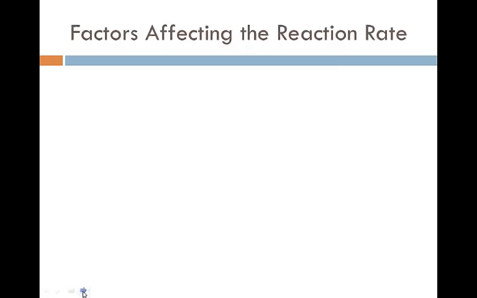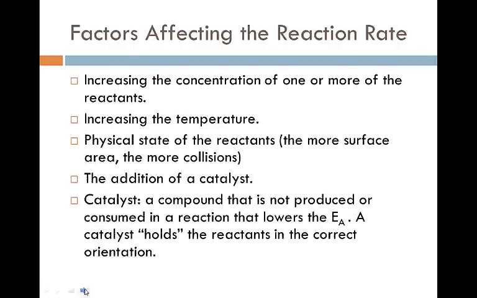Okay, now that we've discussed a little bit of the collision theory, we can talk about the ways we can manipulate how a reaction takes place in order to increase or decrease the reaction rate. Again, the reaction rate being how fast or how slowly a reaction proceeds. So the first thing we can do to speed up a reaction is increase the concentration of one or all of the reactants.